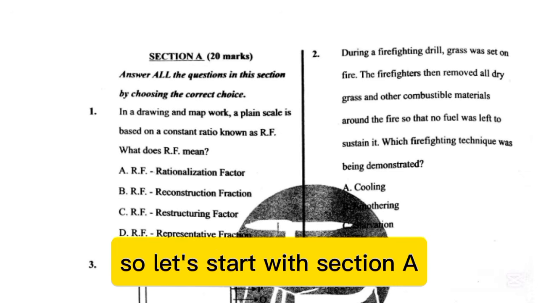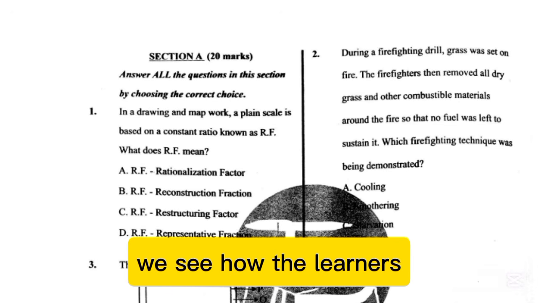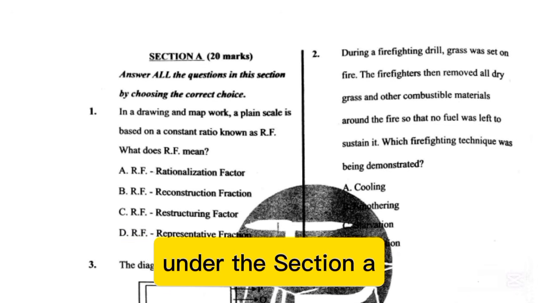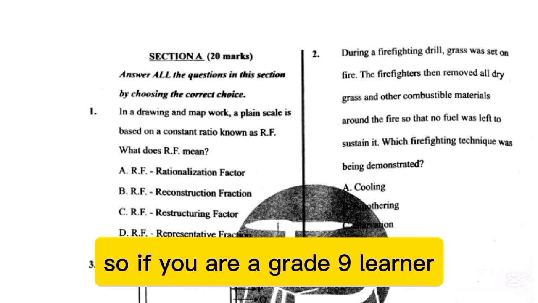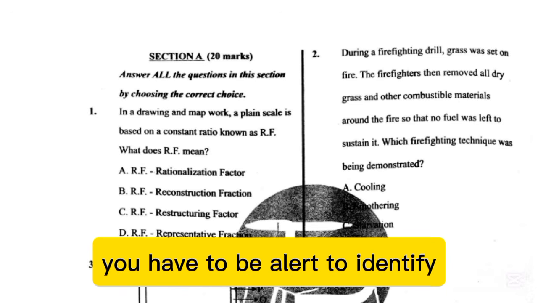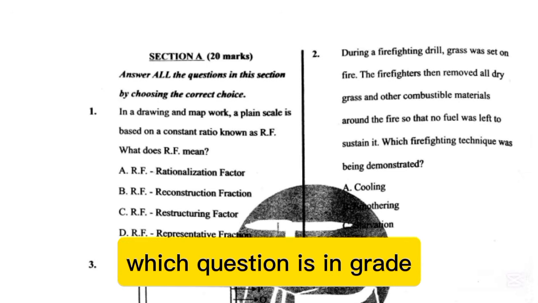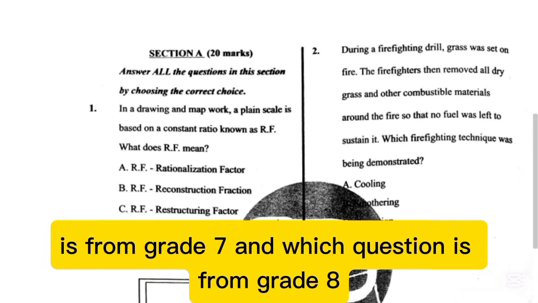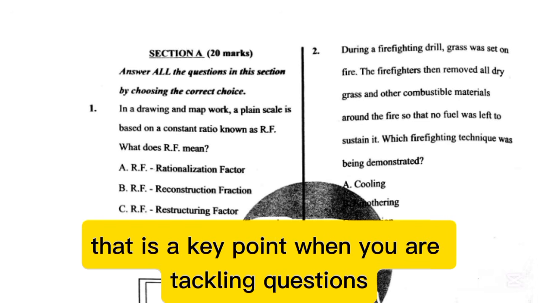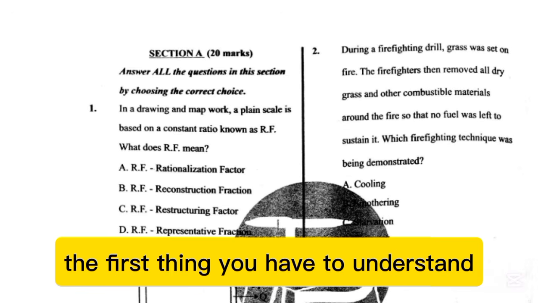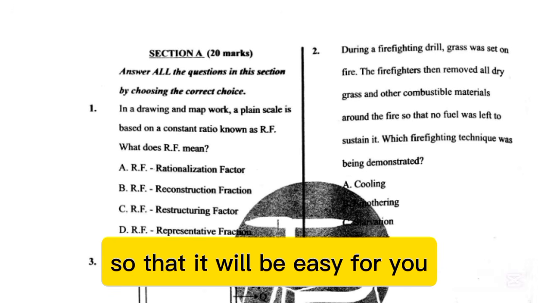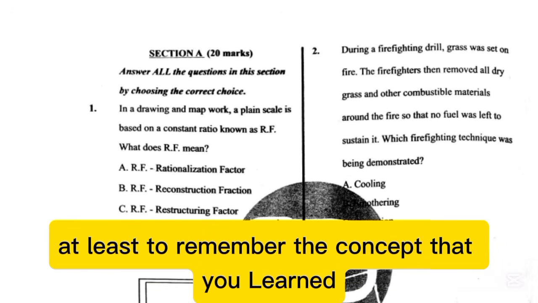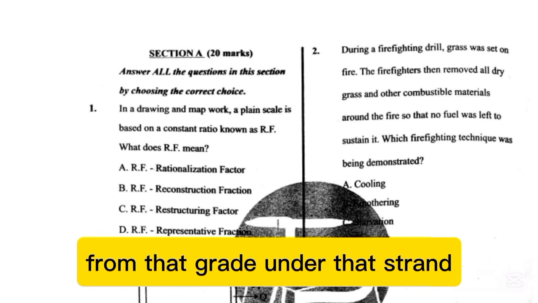So let's start with section A. We see how the learners were supposed to tackle questions under section A. And remember, it's grade 7 and grade 8 work. So if you are a grade 9 learner, you have to be alert to identify which question is from grade 7 and which question is from grade 8. That is a key point when you are tackling questions. The first thing you have to understand is which grade this question is from, so that it will be easy for you at least to remember the concept that you learned from that grade under that strand.